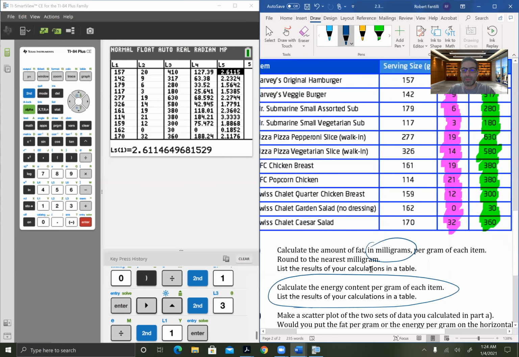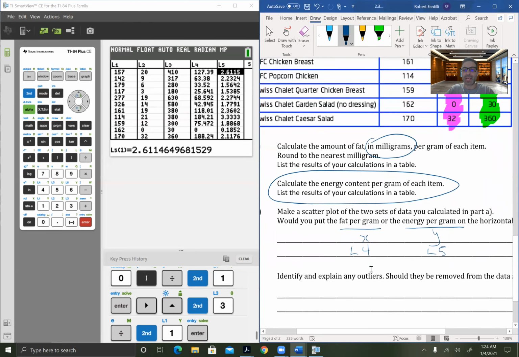We calculated the fat per gram. Okay, so making a scatter plot of the two sets of data that we calculated in part A, that was list 4 and list 5, right? So how do we make a scatter plot of that? Remember, we want fat per gram. Whatever's in list 4 is the X, and whatever's in list 5 is going to be on the Y-axis.